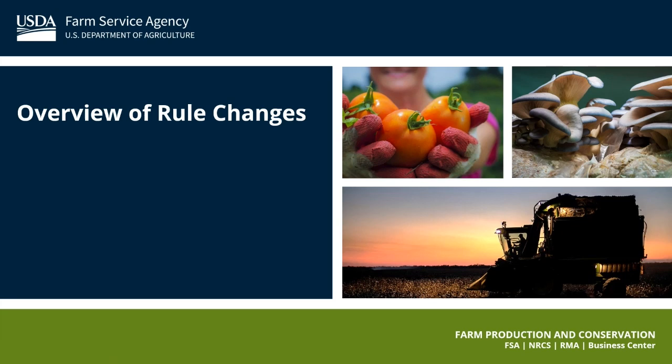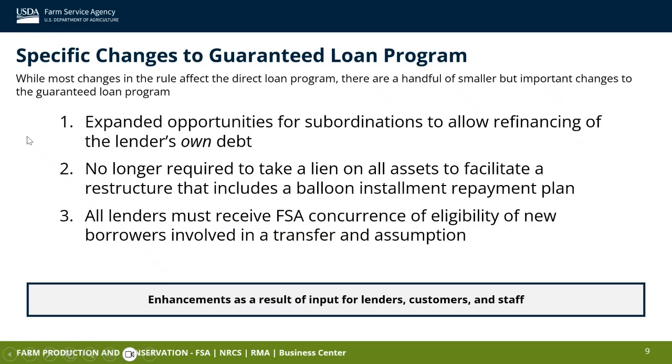But those really heavily affect the direct loan program. We're going to talk about those in a moment, but first, for this particular group of partners, we wanted to highlight some important changes directly to the guaranteed loan program. So let's tackle those first. You'll see them here up on the screen, summarized as 1, 2, 3. We think these are the three that have the biggest impact directly on the guaranteed loan program. They've been made after a lot of significant input from lenders, customers, and staff, so we're pretty confident they're going to open up some important opportunities that you as lenders have been asking for.